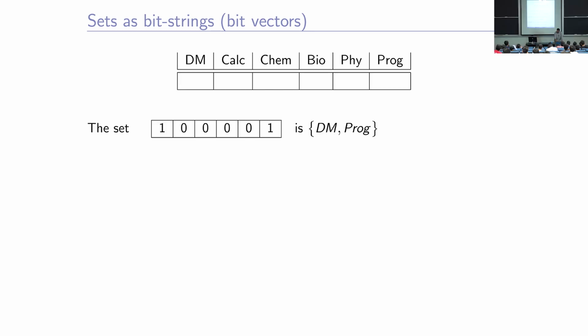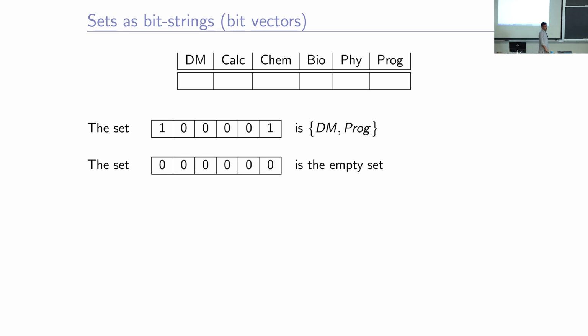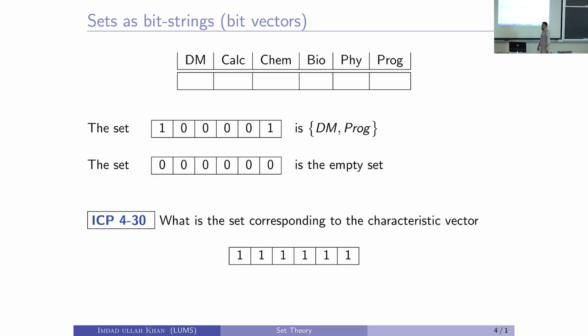What will be this set? DM and programming. I am just establishing that this is actually the same thing spoken about in different words, right? Now it's DM, programming. What will be this set? The empty set, right? This is the empty set. It's a well-defined set. There must be a good representation for it. Okay. What will be this set?